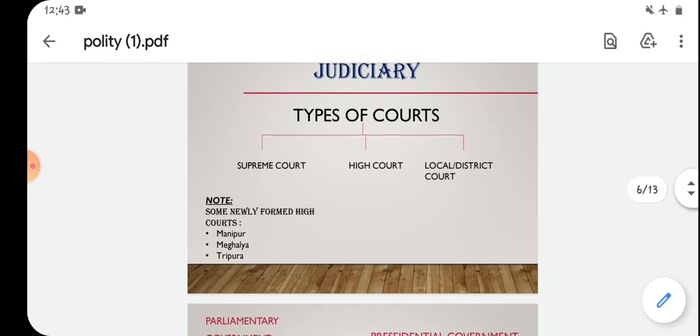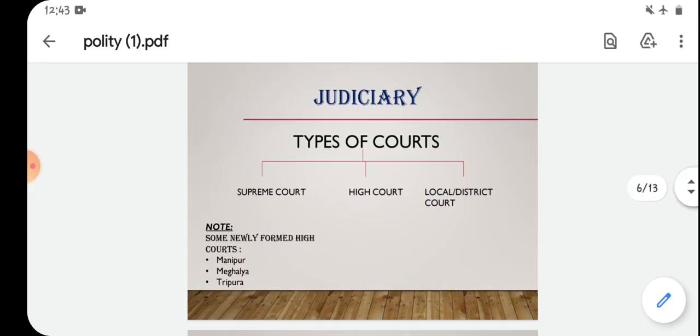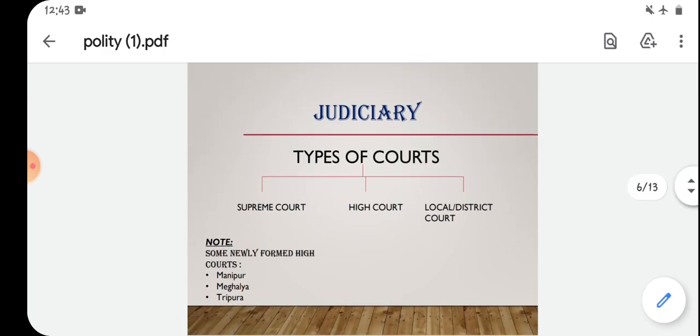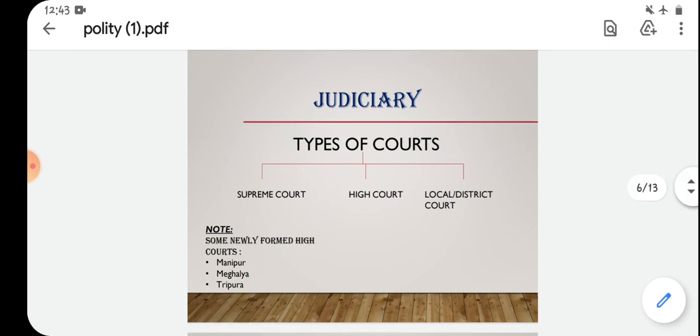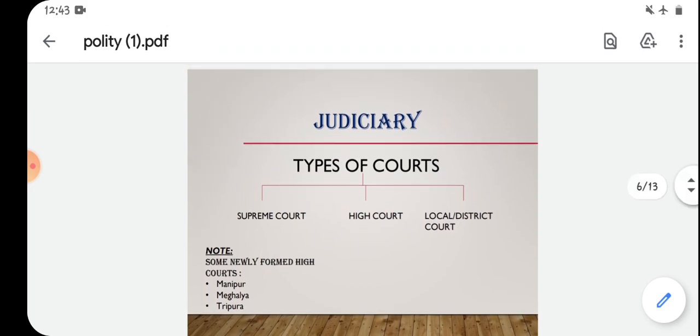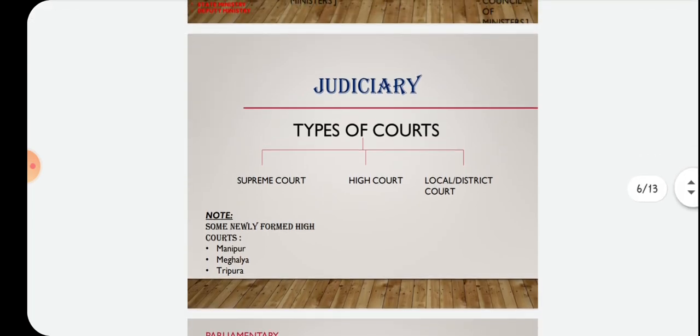And some newly formed high courts are Manipur, Meghalaya and Tripura. Please note it down, questions might come from this area. Okay, this is all about the judiciary. If you know any other high courts that were recently formed from the year 2010 to 2020, please write it down in the chat box. Right, this is all about the judiciary.